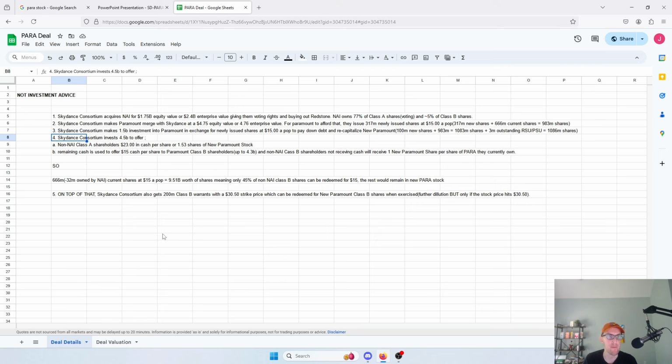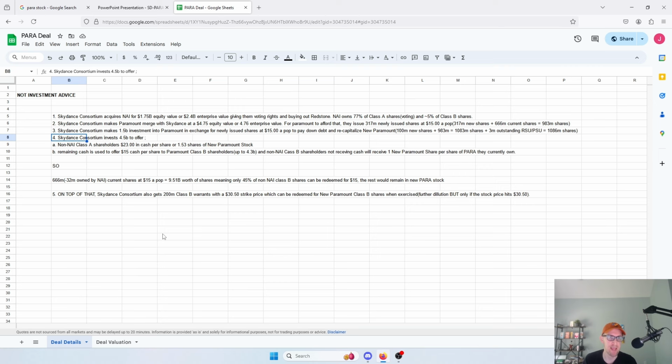So basically, the 666 million current shares minus the 32 million currently owned by NAI at the $15 per share a pop means there's about $9.5 billion worth of shares outstanding, meaning only about 45% of non-National Amusements Class B shareholders can be redeemed for $15. The rest would remain in New Paramount stock.